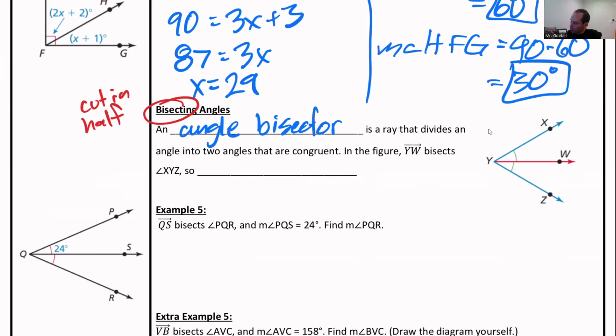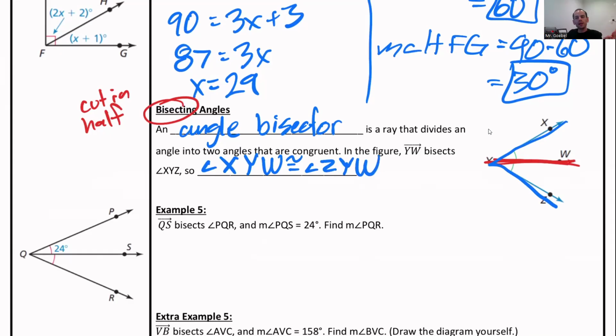So what do they say here? YW bisects. So here's YW going right through the middle. It bisects angle XYZ. It cuts it in half. So we have two congruent angles. Angle XYW is going to be congruent to angle ZYW.